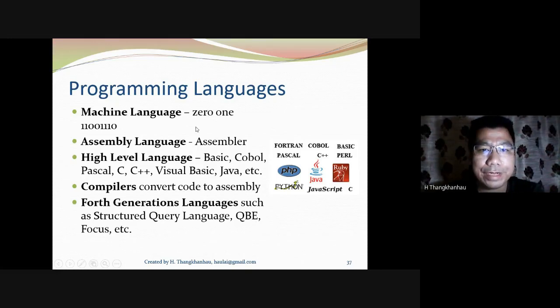Let me explain a little bit about this in Mizo because this is important not only for your exam but for your practical understanding also.